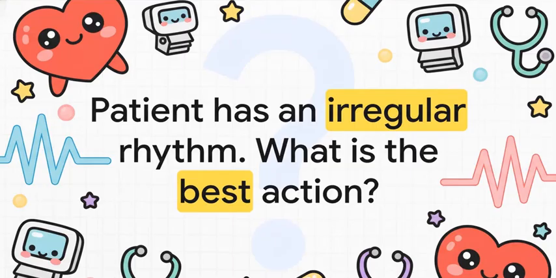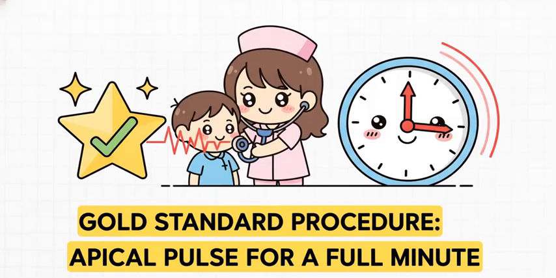Let's do one more. When you're assessing a patient who has a known irregular heart rhythm, what is your most appropriate action? A, count the radial pulse for 15 seconds and multiply by 4. B, palpate the carotid and radial pulses at the same time. C, count the apical pulse for a full 60 seconds. Or D, document the pulse strength as 2+. The correct answer here is C. Remember our rule. For any irregular rhythm, the gold standard is to listen to the apical pulse for 1 full minute. It's the only way to get a truly accurate rate.